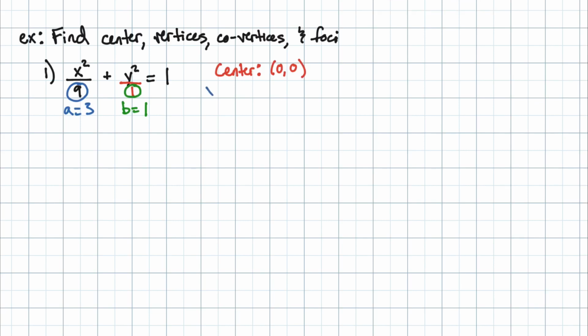So my major axis is horizontal, which means my vertices are going to be moving left and right. So basically, for the vertices, because it's horizontal, I just need to go out 3 in both directions on x. Y isn't changing from the center. So I know I got -3, 0, and I got 3, 0.